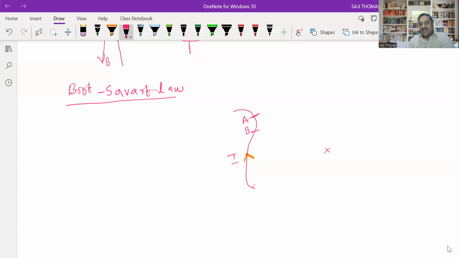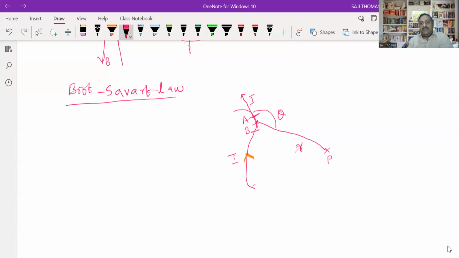I am considering a point P here. And I join the midpoint of the element AB to the point P. This distance is R. And I am drawing a tangent to the current for the element AB, this one. This shows the direction of current for the element AB. This angle is theta. Angle between direction of current and R is theta.